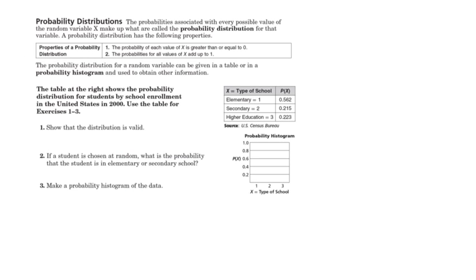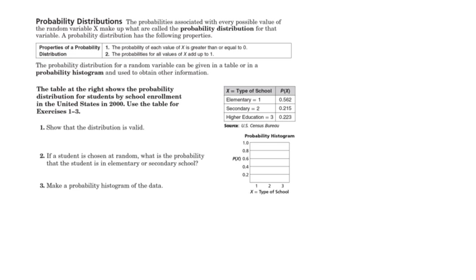Probability distributions. The probabilities associated with every possible value the random variable x can take make up your probability distribution for that variable. So here are the properties of that. The probability of each value has to be 0 or more, so either it doesn't happen or it happens more than once. And all the probabilities have to add up to 1. So a probability distribution is a way of showing how the probability of that event happened.